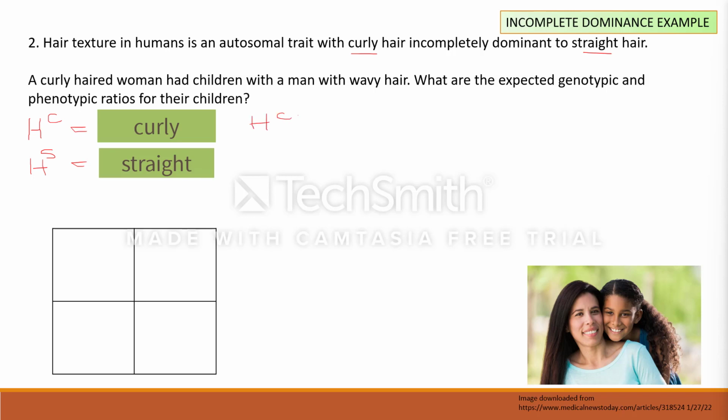For the genotypes, an individual could be HCHC, HCHS, or HSHS.